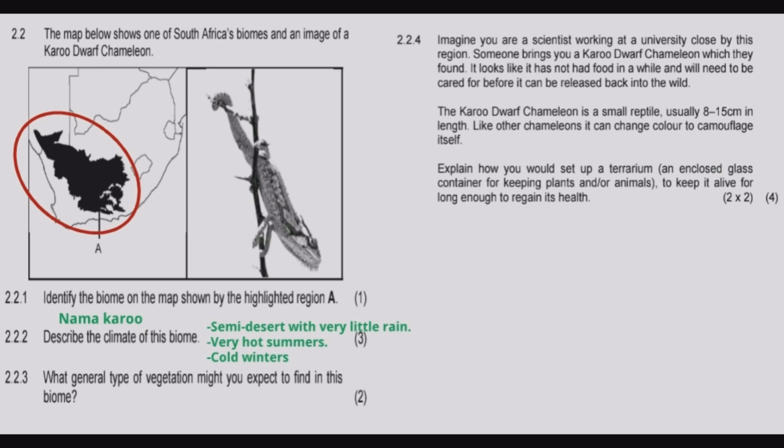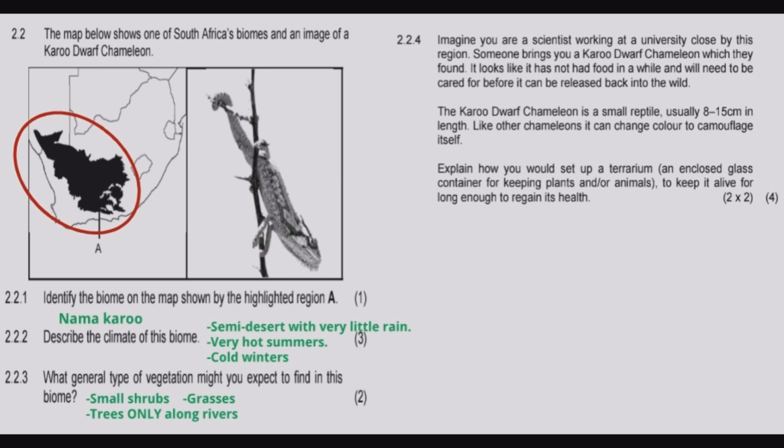We come to 2.2.3. What type of vegetation might you expect to find in this biome? You will find small shrubs here. You will also find grasses, and you only find trees along the rivers.